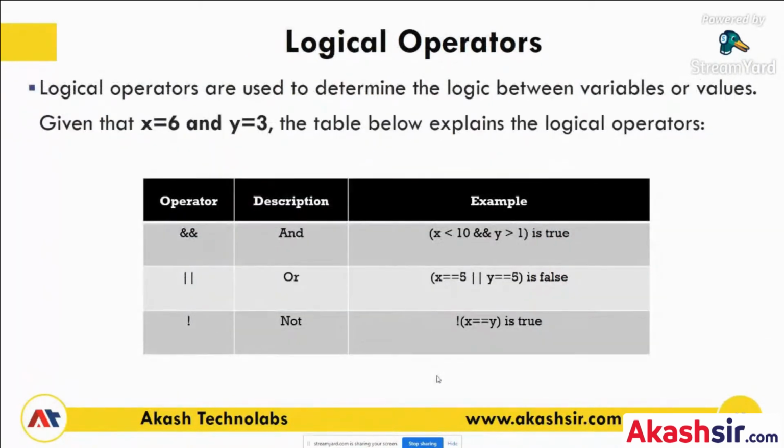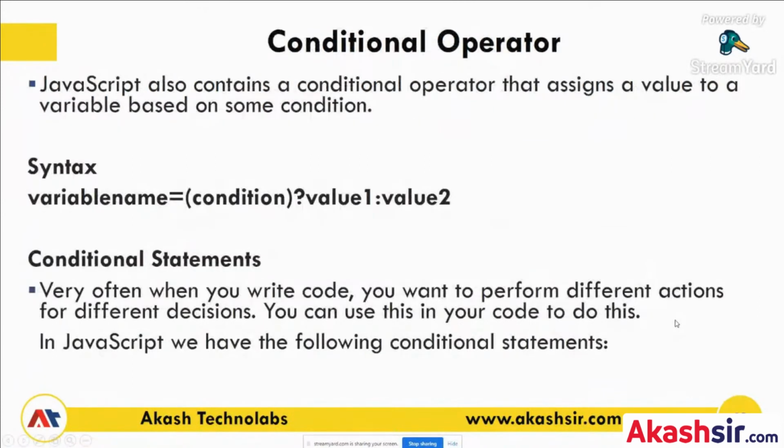Now logical operators. Let's say I want to check whether both conditions are true, and if both conditions are true, then we can print something. Or if I want to check whether a single condition from two different conditions is true, either or, for that we can use the or operator. And not, which you know very well, is the not operator. Next is the conditional operator.